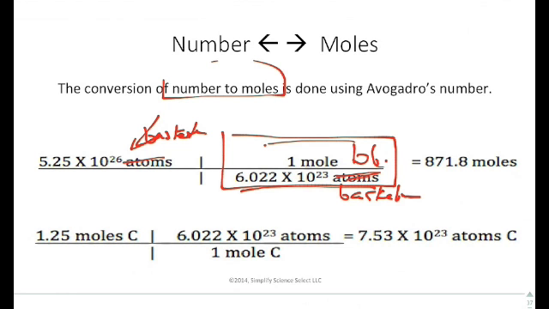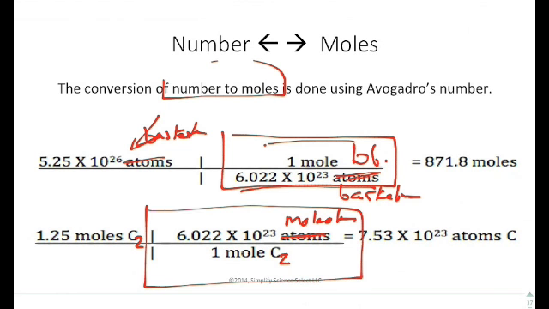So here it says 1.25 moles of carbon. It could easily say something like C2, and you could say 1 mole of C2, and then this wouldn't be atoms anymore, this would be molecules. So as long as you are consistent that the conversion factor between 1 mole of anything and that number of things is 6.022 times 10 to the 23rd.